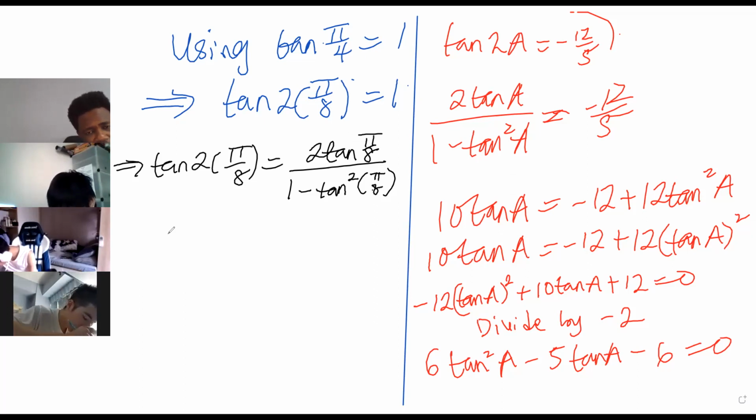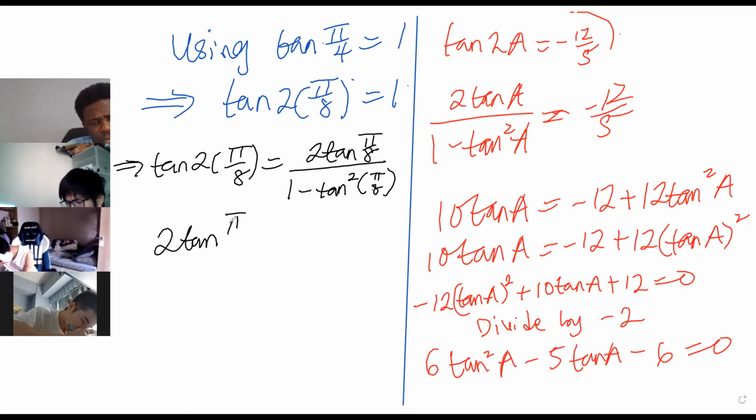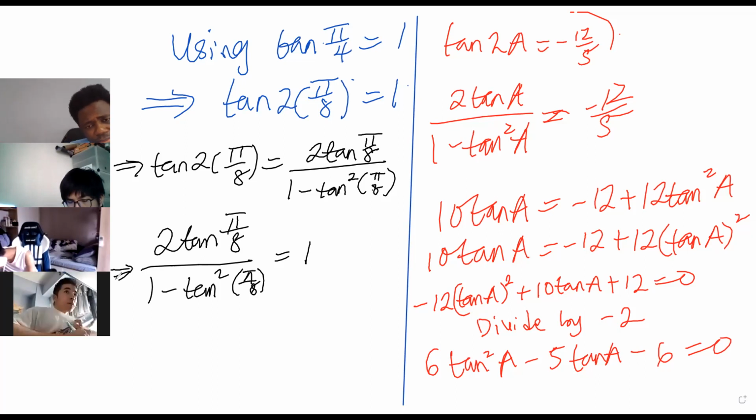I'm waiting. No, just put it on the right. So tell me what to write. 2 tan pi over 8 over 1 minus tan square pi over 8 equals to 1. Like this? Yeah. You see, there's no logic in this solution.